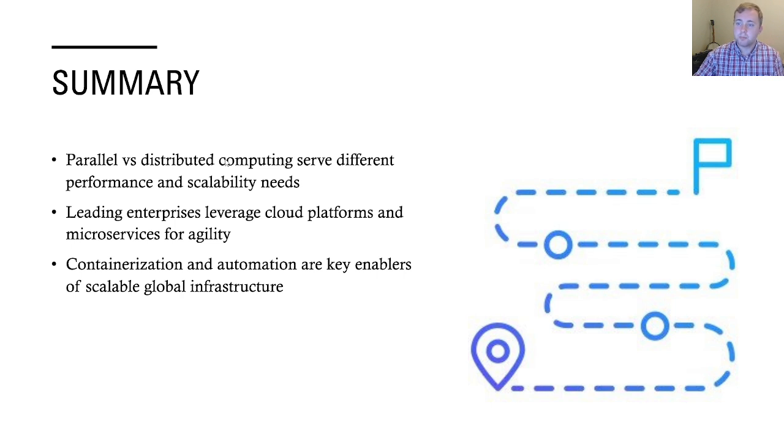To sum it all up, parallel versus distributed computing serve different performance and scalability needs. Parallel is that tight synchronization, a single system with multiple processors. Distributed, you've got multiple systems, could be multiple processors, but the bottom line is you've got multiple systems running on the same network.